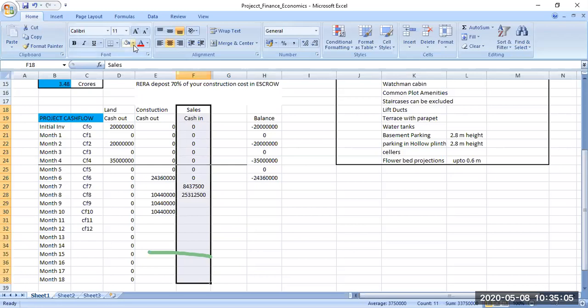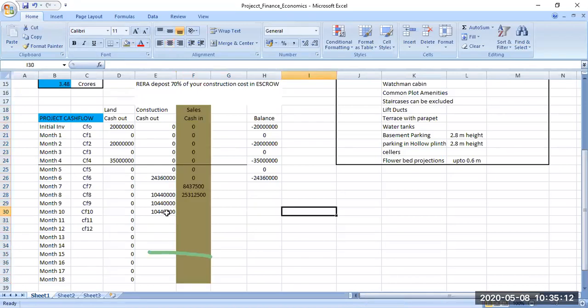Okay, this is where your money is coming. So this is how you're going to spend for land, and this is how you spend for construction. And now all you care about is how the money is coming back. So 4 apartments sold. Okay, 1 here, 3 here. I'm just going to drag this. 3 more sold here. So this is how you create your cash flow.